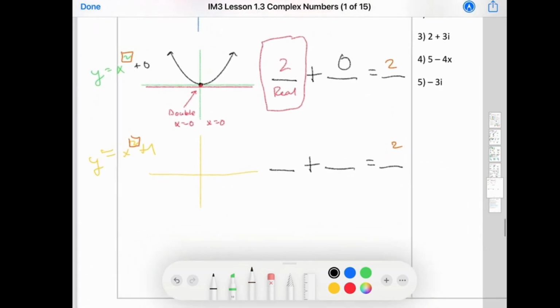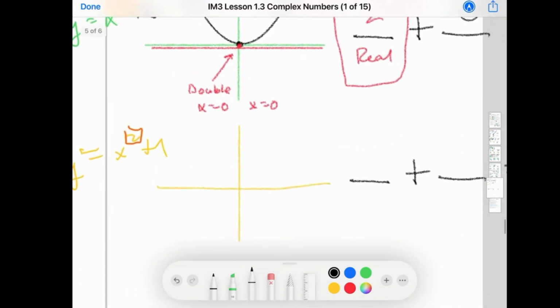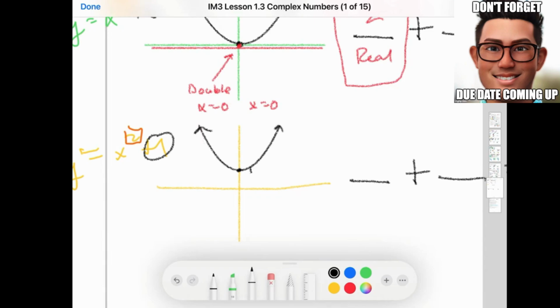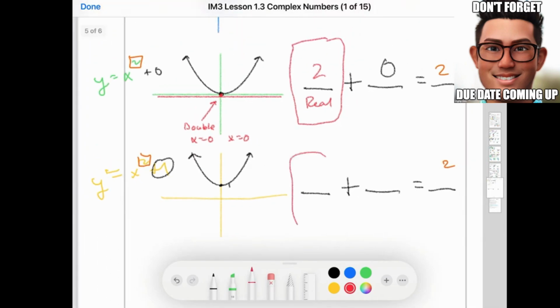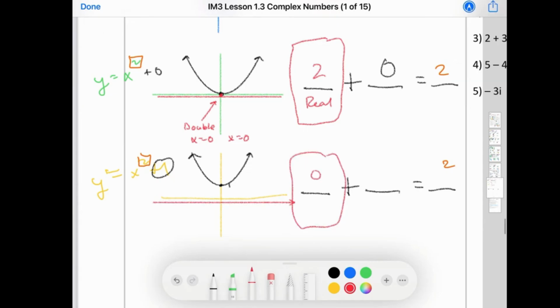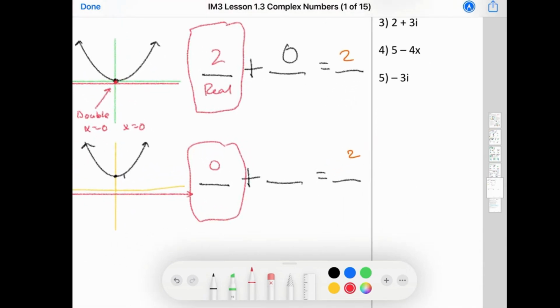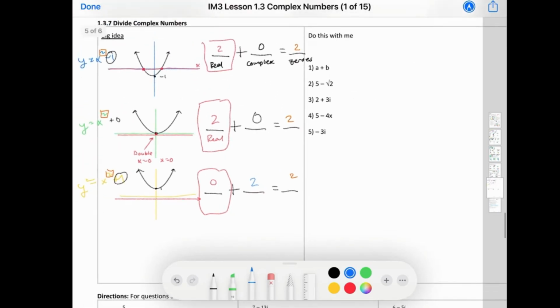Okay, let's do the last one. This last graph here has a y-intercept of plus 1, sorry. And your graph's going to look like this. Okay, question. How many times does it cross the x-axis? Whoops, that's supposed to go over that. The answer in this case is 0. Okay, what does this mean? That means what number do I have to write in there? This one would be 2. Okay? So, it's the same thing.